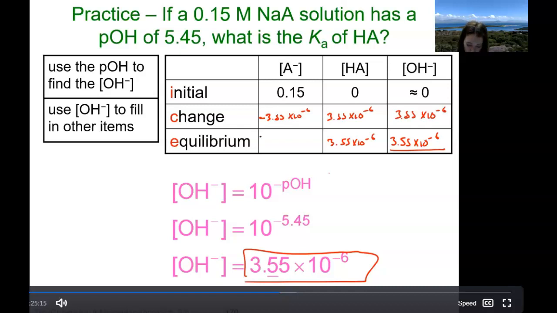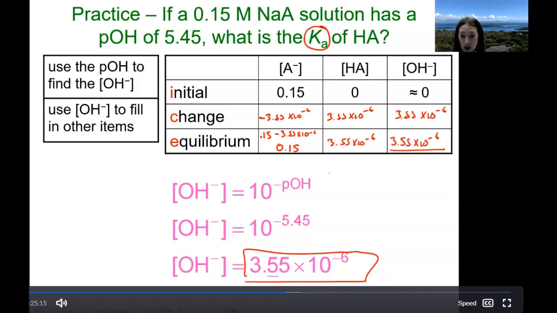So this is going to be 0.15 minus 3.55 times 10 to the negative 6, which you know what that ends up being? 0.15, because the change is so small. It does change, but it changes way beyond where our significant figures are going. Now, these are all talking about our basic reaction. So when we put these into an equilibrium expression, this is going to give us our Kb because this is a base. The question is asking for Ka.